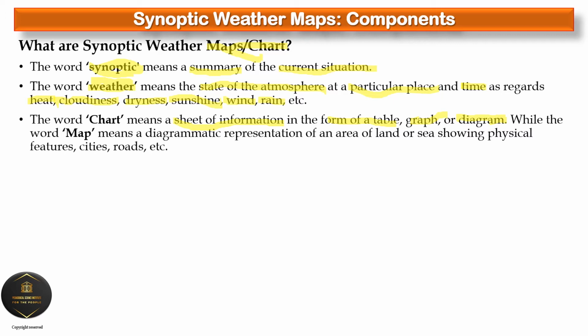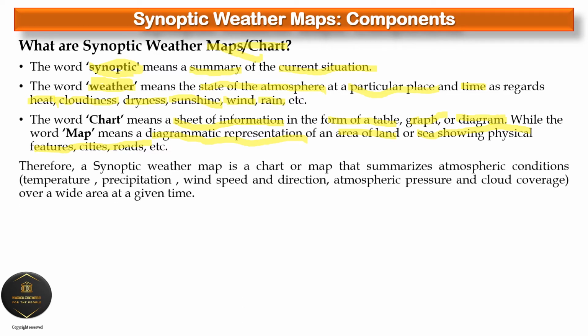And remember, a map is basically a diagrammatic representation of an area of land or sea showing the physical features, cities, roads, etc. We don't really show the roads and all in a synoptic map. We just show you the differentiation between the different places of a particular region. So you must understand that's a synoptic weather map. But in summary, how would you define it? You define that a synoptic weather map is a chart or map that summarizes atmospheric conditions. What are they?